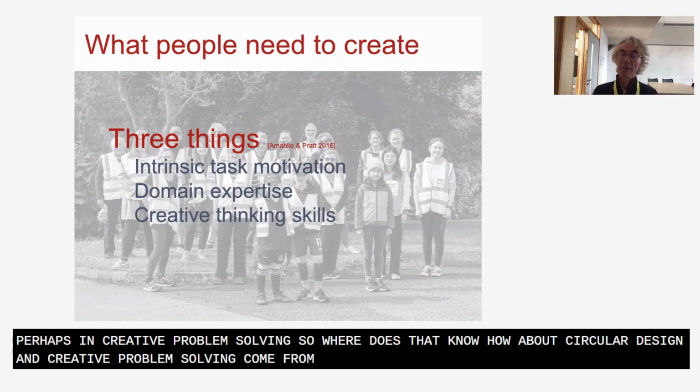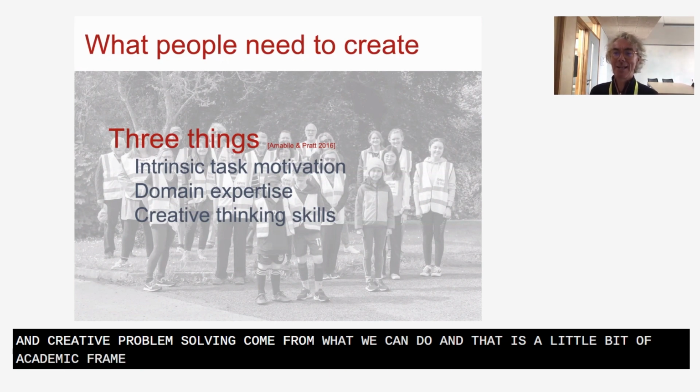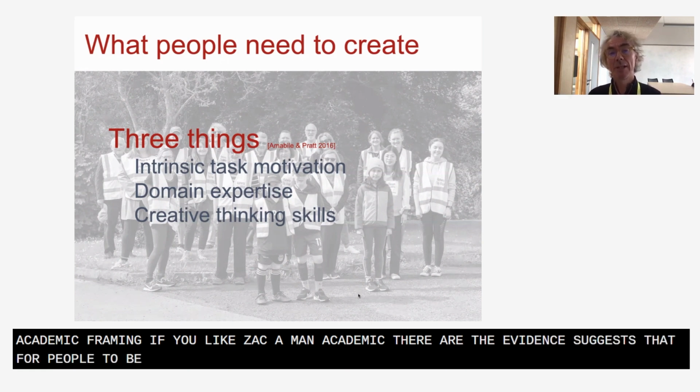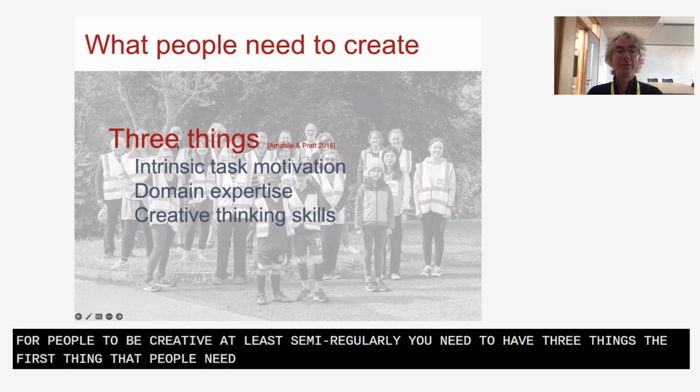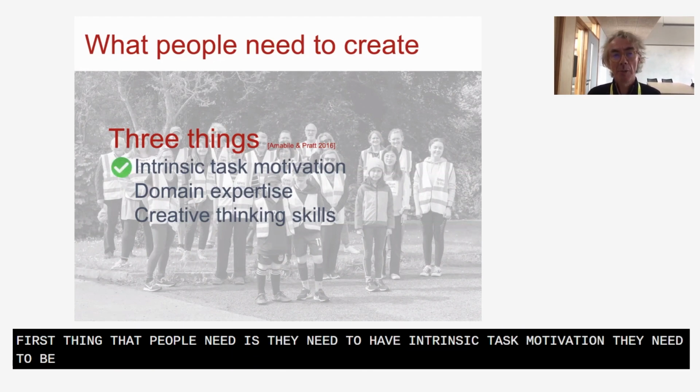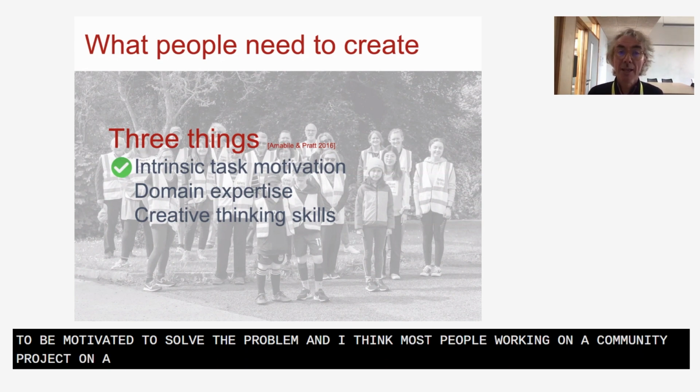What we can do, and that's a little bit of academic framing, if you like, because I'm an academic, the evidence suggests that for people to be creative, at least semi-regularly, you need to have three things. The first thing that people need is intrinsic task motivation. They need to be motivated to solve the problem. And I think most people working on a community project, on a new service in which they have a stake, have that level of motivation.